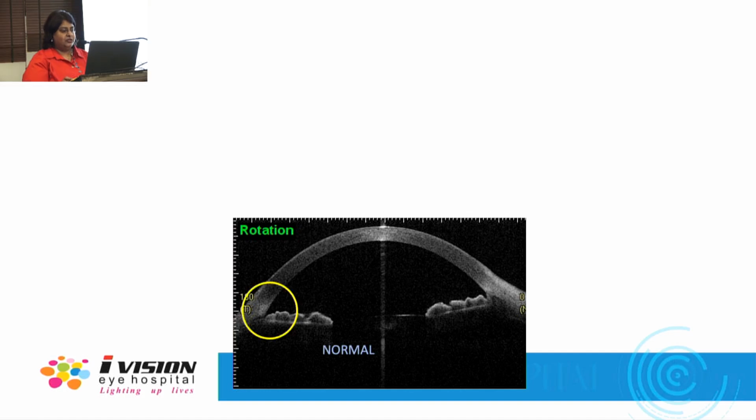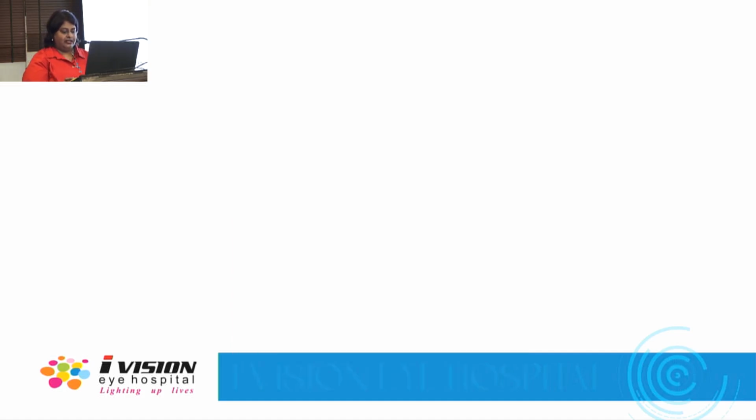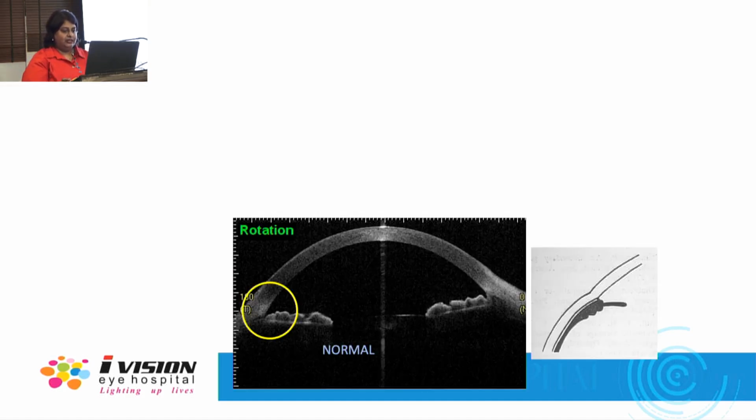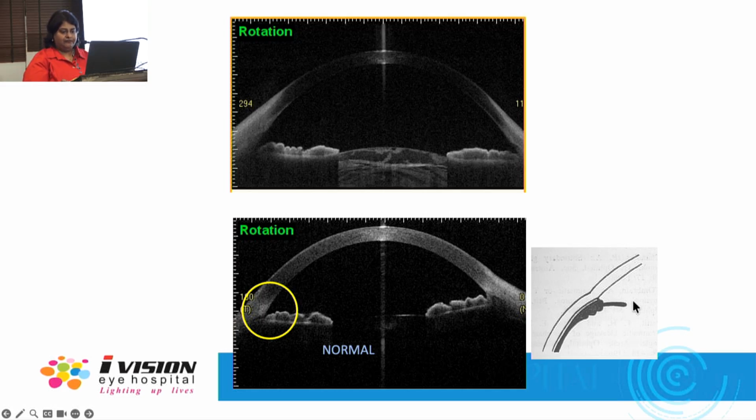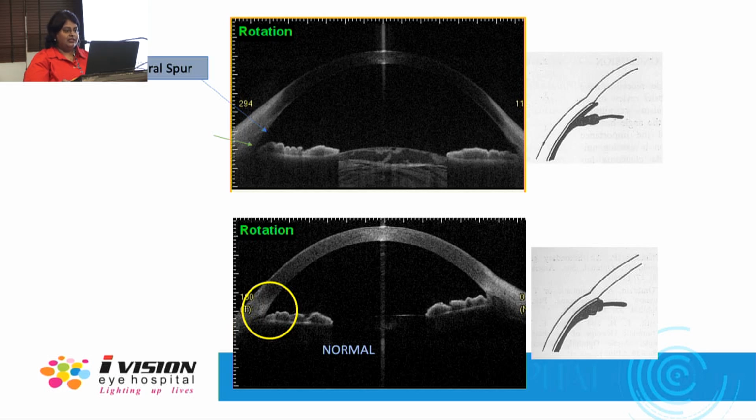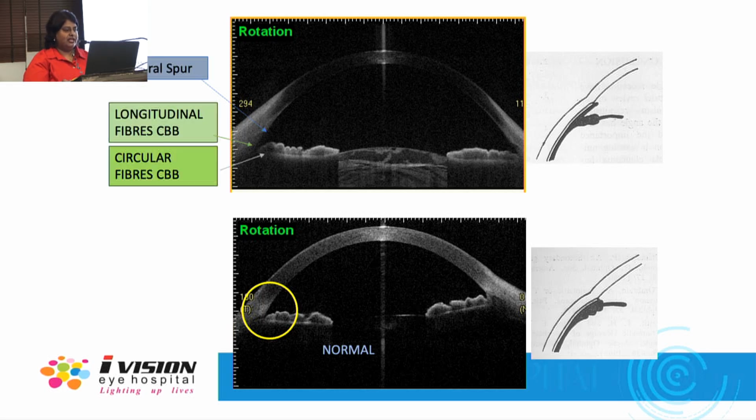So this is ASOCT, and here what you see is an open angle. This is a diagram that shows the normal attachment of the scleral spur and the iris. There is a split between the longitudinal fibers and the circular fibers of the scleral spur. A split there is what is called an angle recession.